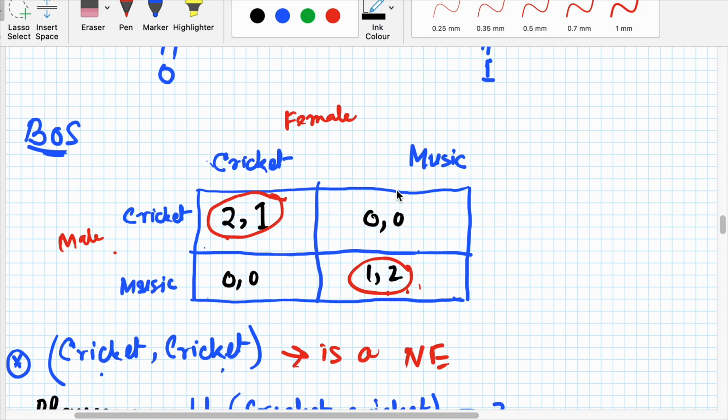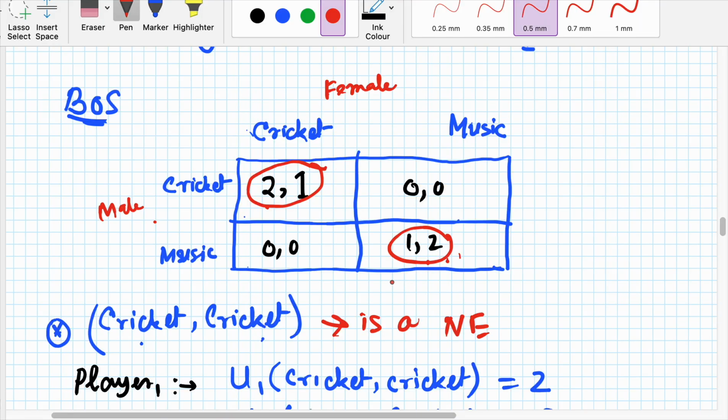Now, in the case of the battle of the sexes, we have seen that two Nash equilibria are present, and this shows that Nash equilibrium is not unique. The definition of the Nash equilibrium does not say anything about the uniqueness of the Nash equilibrium.